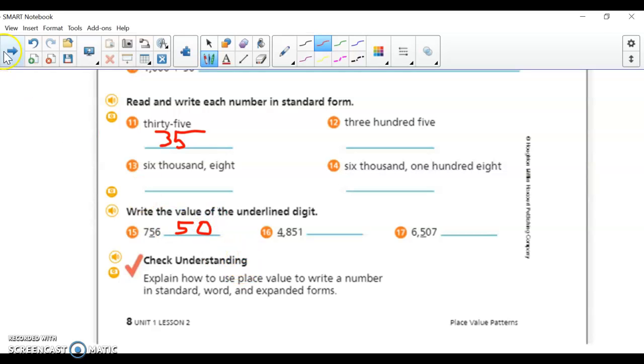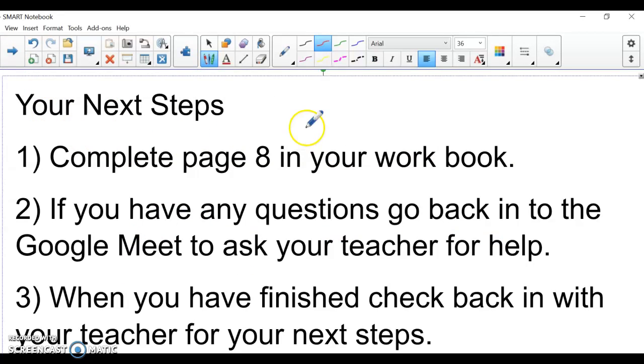Okay? Right now, your next steps, I want you to go in and try and finish page 8. We did a few of them together, but you should try and do the rest. If you have any questions, either stay on the Google Meet or jump into the Google Meet to ask your teacher again. And then when you finish, you got to come back and check it.